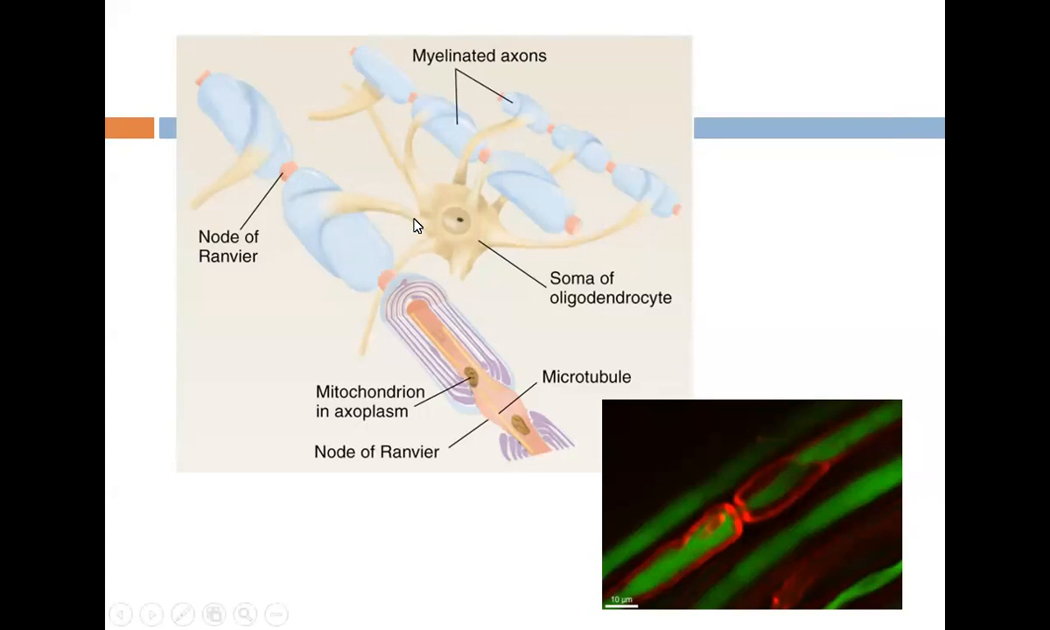Here, so it's wrapping to allow for conduction, and then you can see how it's actually skipping over little bits, which are the nodes of Ranvier, okay? And we're going to talk about the inside of the axon later, but know that the inside of the axon actually contains microtubules that can allow for, in some cases, the synthesis of certain chemicals, the transport of those, and we'll talk about those later.